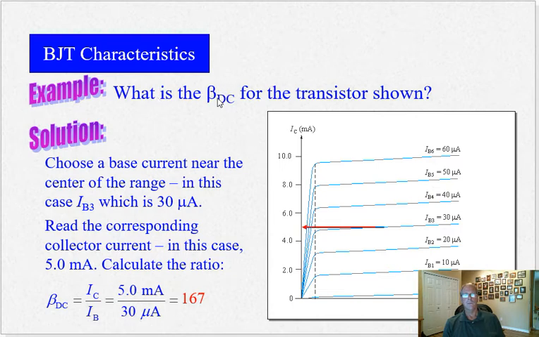So this is a little example of what's beta DC. This shows a family of curves, different base currents, 10, 20, 30, and so on microamps. And then this is the collector current, corresponding collector current. So they've chosen right in the middle 30 microamps, and that corresponds to about 5 milliamps. So 5 milliamps divided by 30 microamps is 167. And it's typically what we see on a lot of these transistors that we'll be dealing with. Between 100 and 200 is the beta.